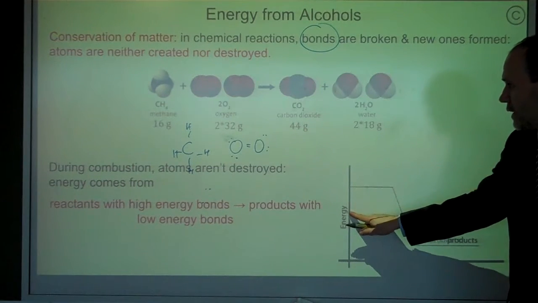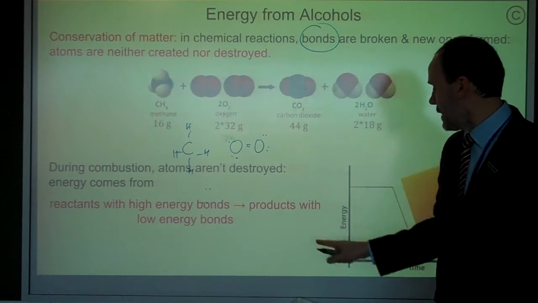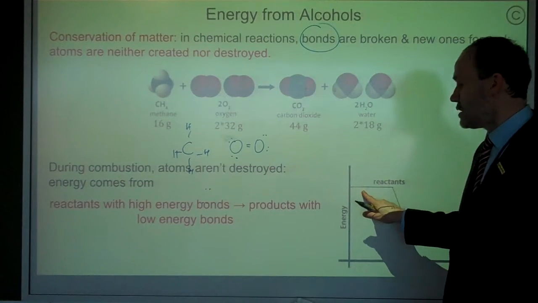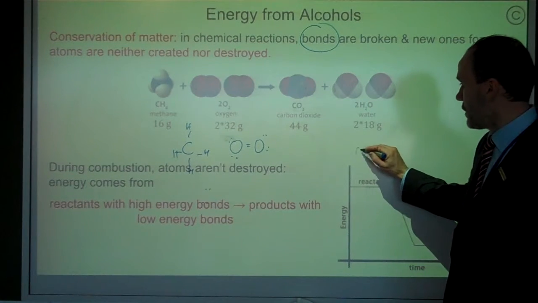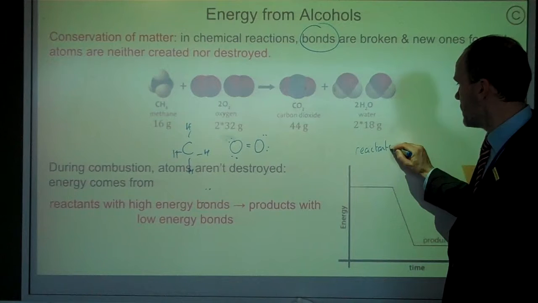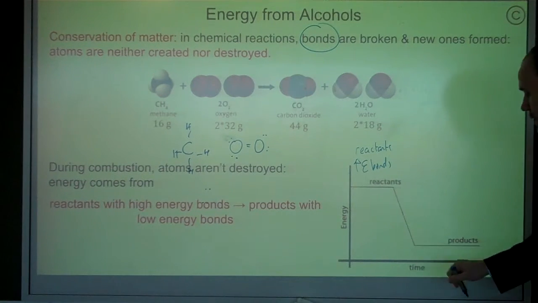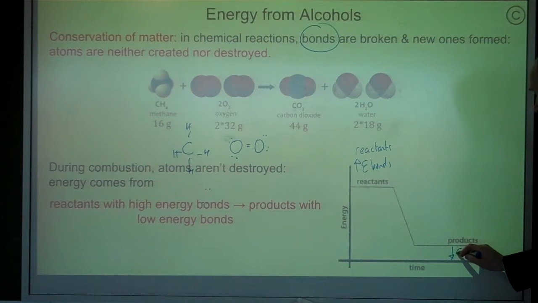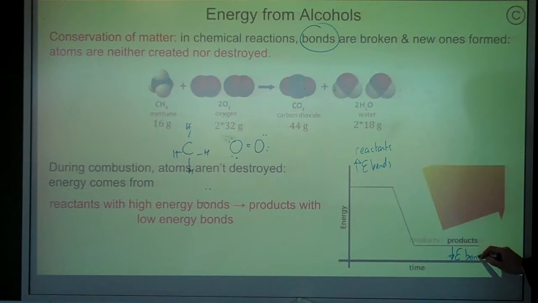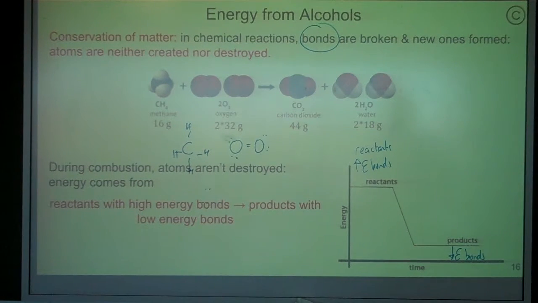So the energy here, these are reactants with high energy bonds. So you want to draw that. Reactants, high energy bonds. This is what you need to draw. These are products with low energy bonds. But we do not destroy atoms. We cannot create atoms. We can just break bonds and make bonds by setting up conditions. That's a key idea that you have to understand.